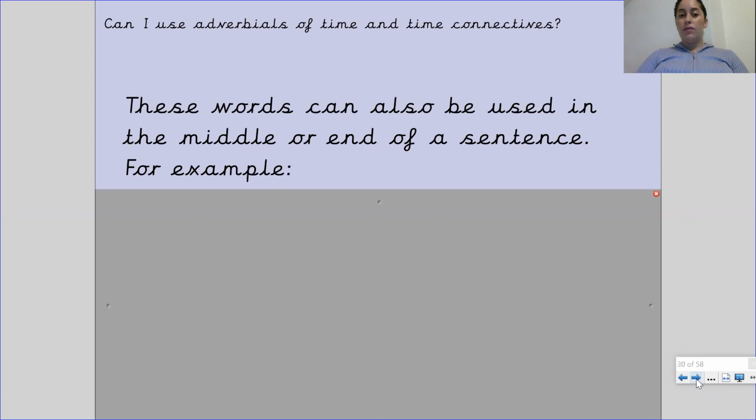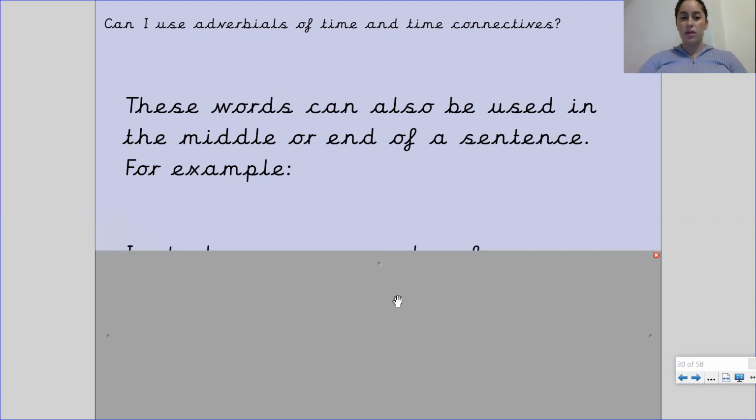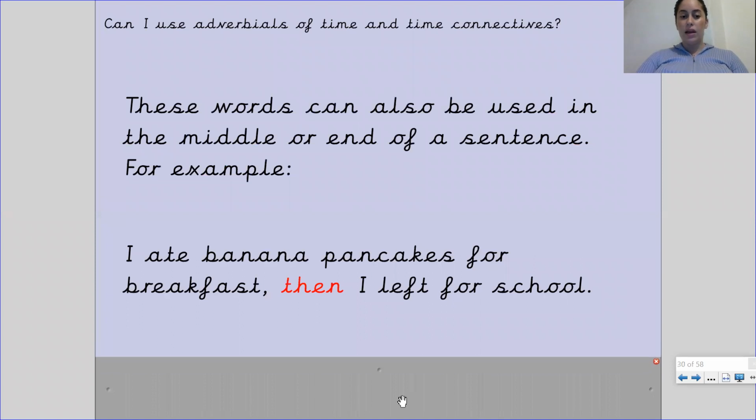Okay, so adverbials of time and time connectives don't always have to be at the end of a sentence or at the beginning of a sentence. They can also be used in the middle of a sentence. For example, I ate banana pancakes for breakfast, then I left for school. What do you notice about the way this sentence is structured? I ate banana pancakes for breakfast, then I left for school.